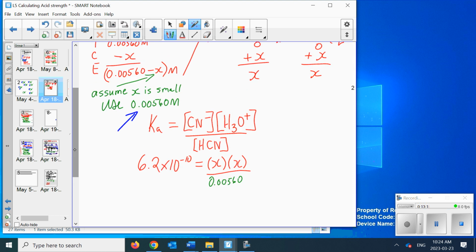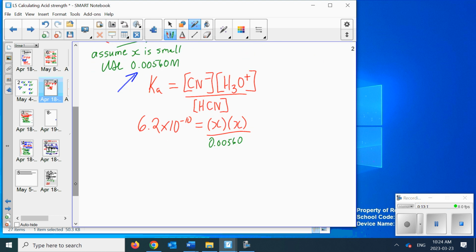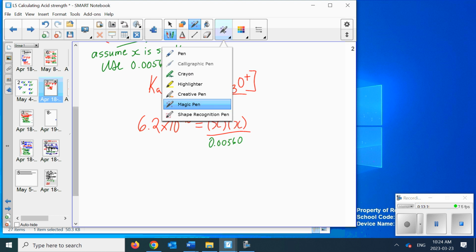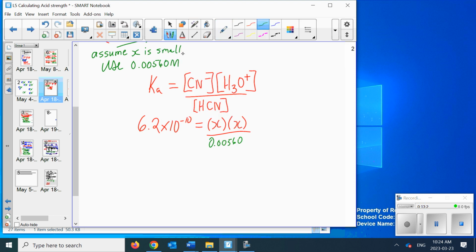That's to make our math easy. Otherwise, you have to use the full-blown quadratic, which you guys can do, but not everyone's taking it. So, you know how to solve this. There's an x squared on the numerator. I'm going to multiply up my 0.0056 for just a second here.